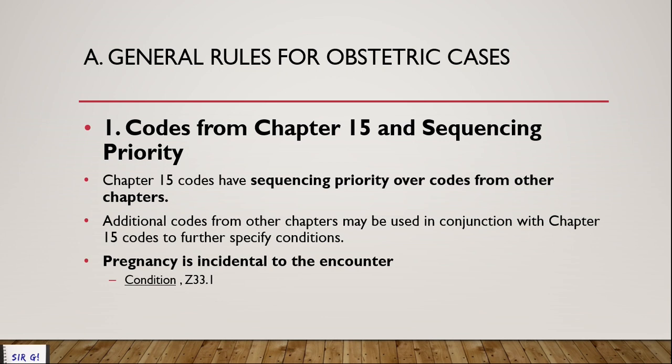And in your coding, chapter 15 codes have sequencing priority over all other chapters. It doesn't matter what the other chapter is. You always need to sequence your pregnancy, or chapter 15, first. Additional codes from other chapters may be used in addition to chapter 15, but you always need to make sure that chapter 15 is the first listed code, except for this guideline: pregnancy is incidental to the encounter.